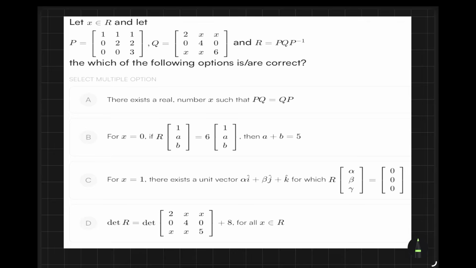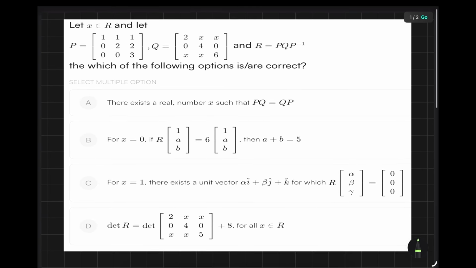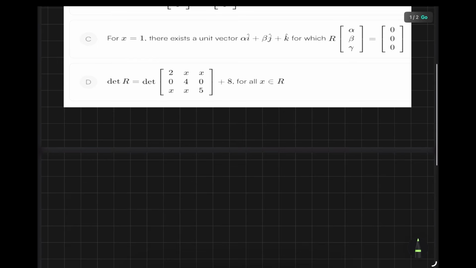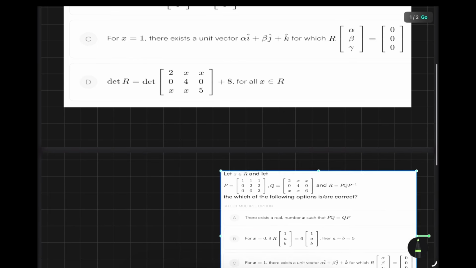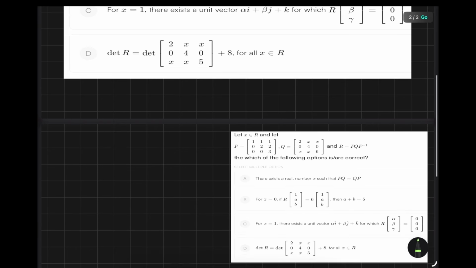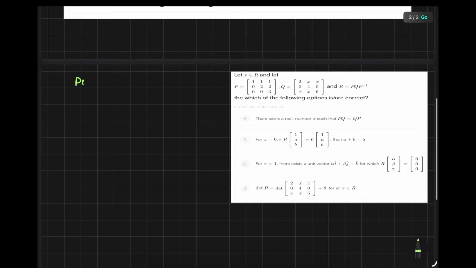So we are back with a wholesome new question which says: let x belong to R and let P equal to this, Q equal to this, and R equal to this. There exists a real number x such that PQ equals QP. We will try to crack this first question, PQ equals QP.